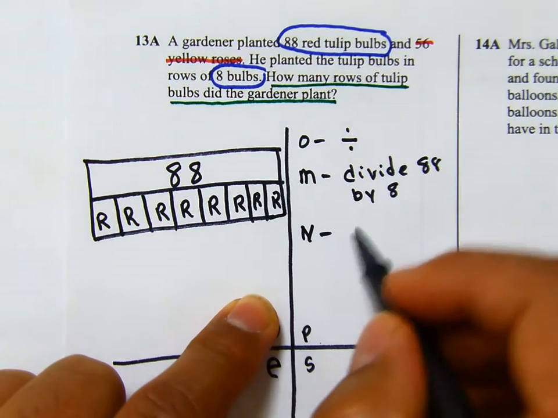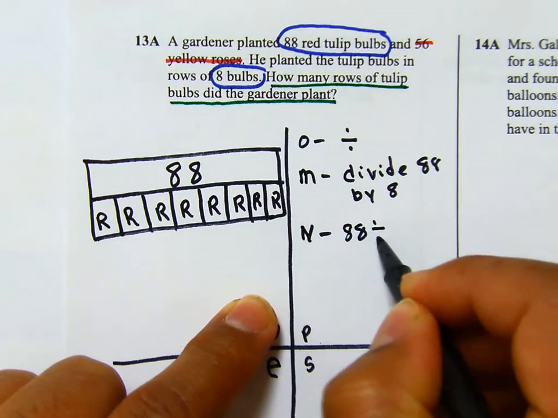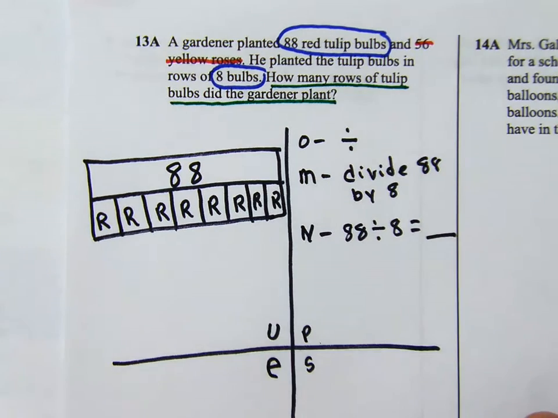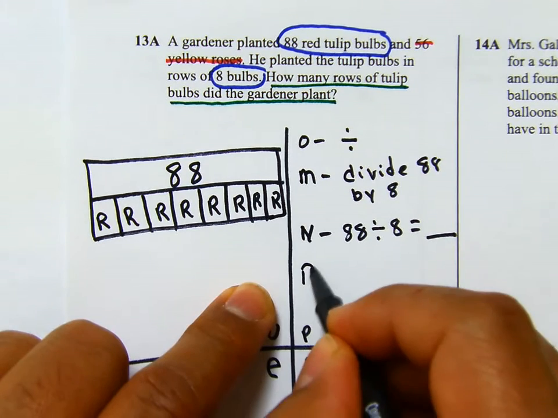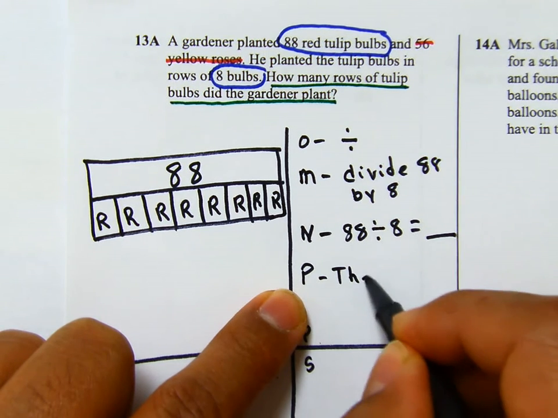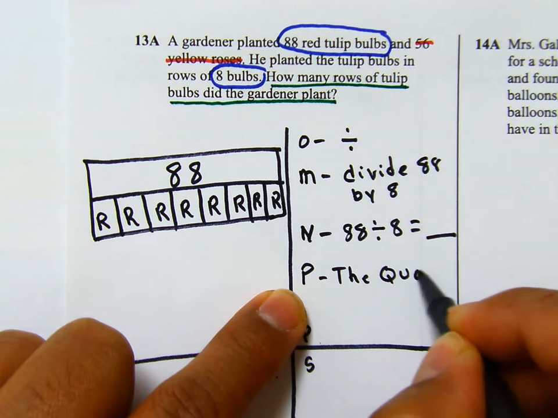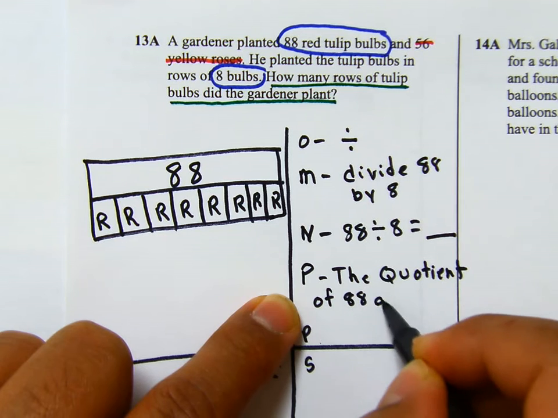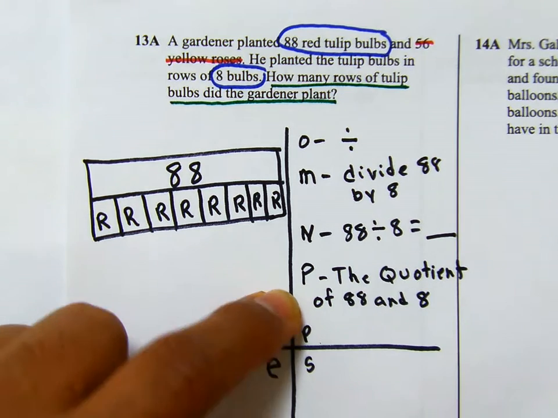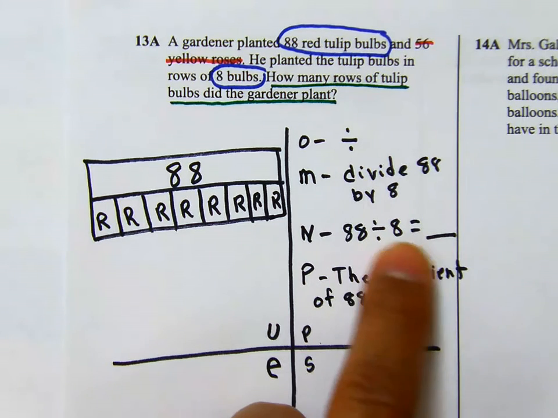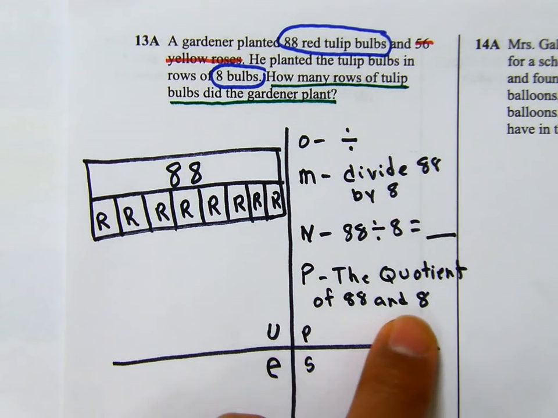Then we have to write our number sentence. Our number sentence would be 88 divided by 8 equals, and we don't know yet what it equals. And then the process: we're looking for the quotient of 88 and 8. So that is our plan part. We're going to divide 88 by 8, and we're looking for the quotient of 88 and 8.